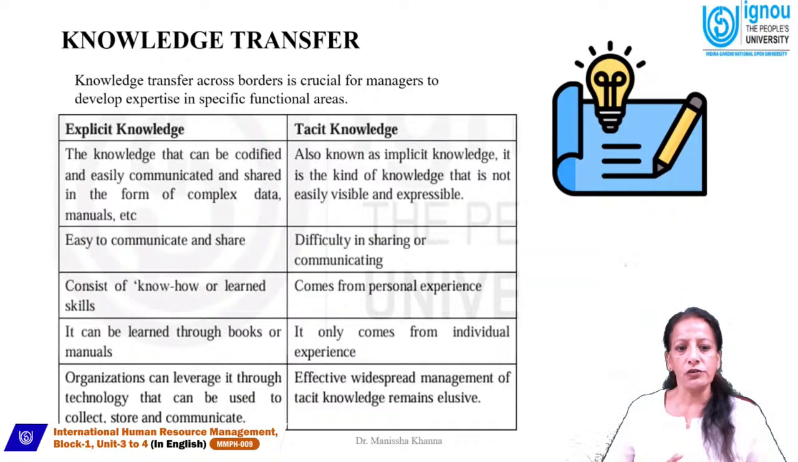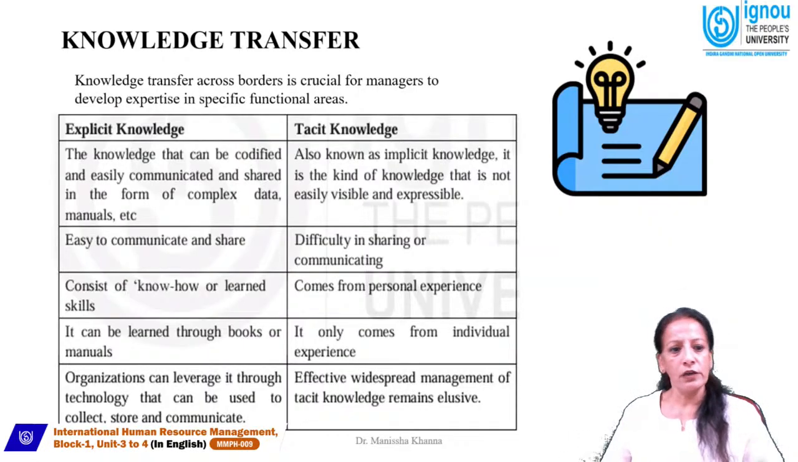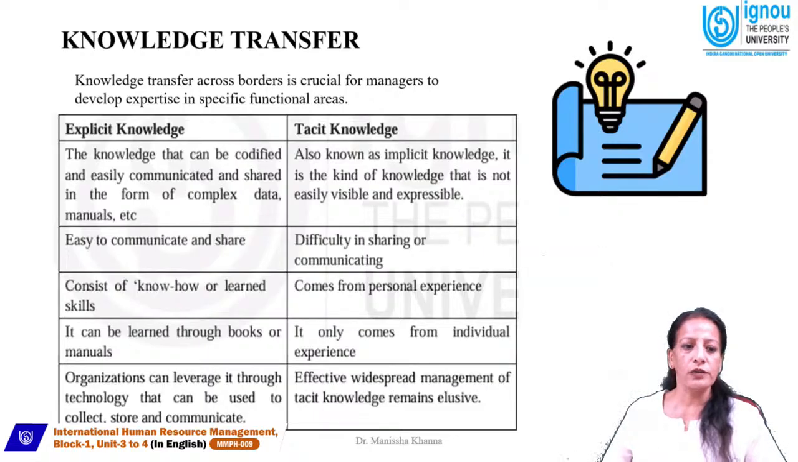So explicit knowledge is all about what you know, what you have learned, whereas implicit knowledge comes with personal experience. The more you work with those people, the more you know about how the work culture is, how they work, what the processes are, how they behave in certain situations, how things come together in terms of managing or scaling up the business or the processes. So explicit knowledge can be learned through books or manuals, whereas implicit knowledge is learned from individual experiences. Organizations can leverage it through technology.